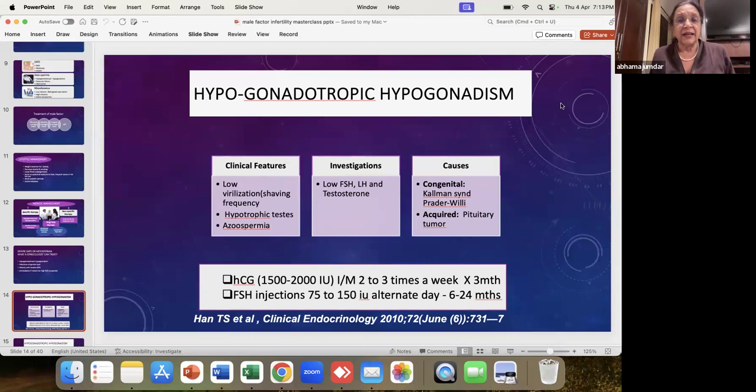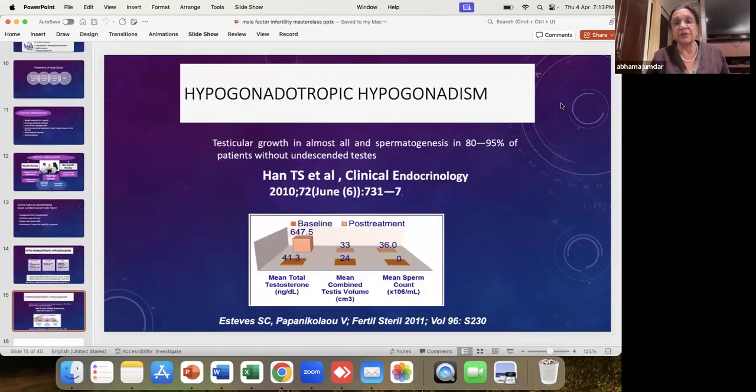What do we give here? HCG is the first choice. 1500 to 2000 units is given intramuscular two to three times a week. Now, HCG has the capability of having action for almost 48 hours or a little more. So it is good enough to give three times a week for three months. Once we've primed it with HCG, then we can start FSH injections on alternate days. And the dose is 75 units to 150 units, given for 6 to 24 months. So don't expect miracles to happen. It takes time. Six months is the minimum where you start seeing sperms coming in the semen analysis.